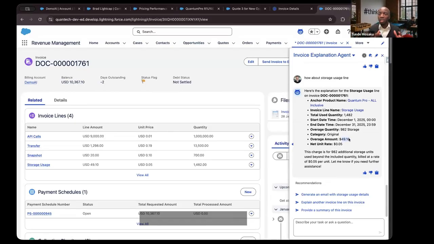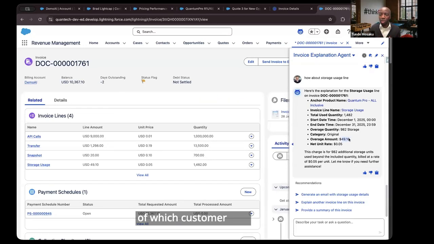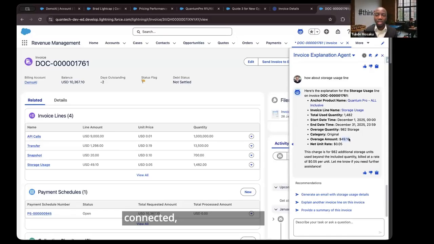Overall, you can see the hand-in-hand, the same platform, same data, same lens. The agent has the concept of which customer it is, what grants they have, what permissions they have, what entitlements they get, what they've ordered, and you're able to serve your customer in a more connected, streamlined way. So you have that element of the connected customer where employees are more confident in serving the customers. Customers are happier dealing with your organization, and revenue, as they call it, is truly a team sport.